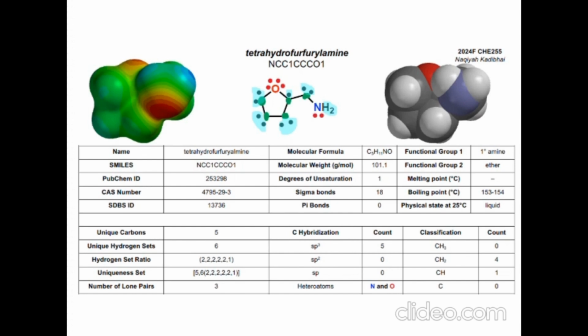Furthermore, we have 5 sp3 hybridized carbon atoms. All the carbon atoms in this molecule have sp3 hybridization, and we have no carbon atoms that are bonded to 3 hydrogens or 3 other carbon atoms. We only have CH2 and CH bonded carbons in this molecule. So we have 1, 2, 3, and 4 CH2 groups, and then we have 1 CH group right here.